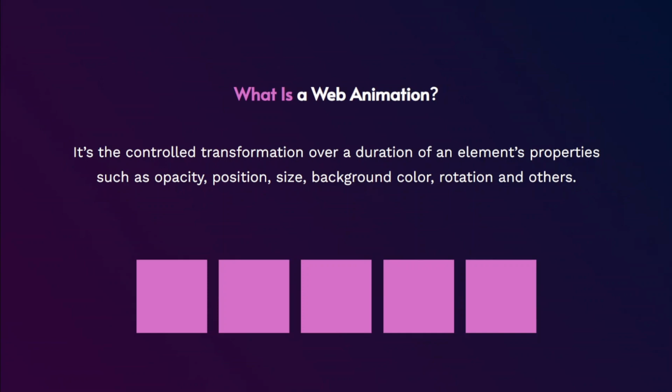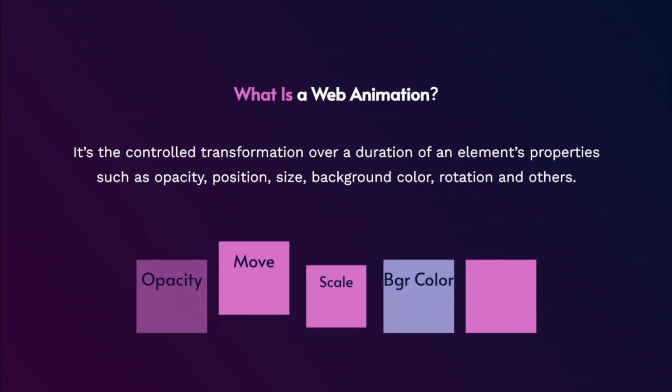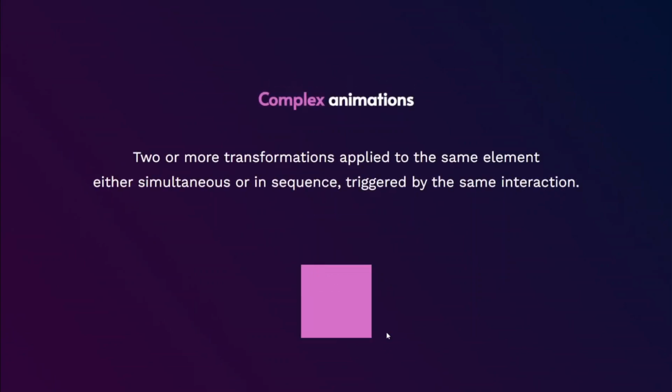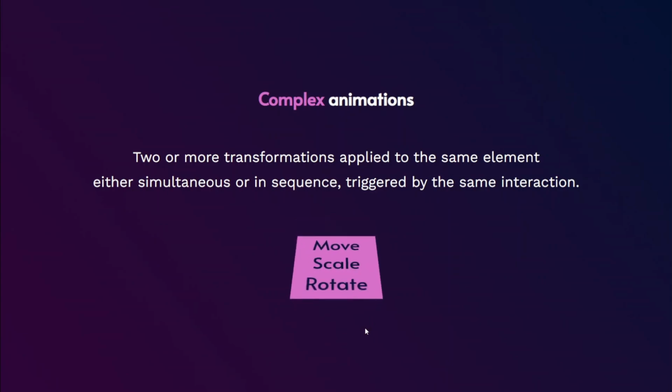To replicate an animation, we must first understand it. What is a web animation? It's the controlled transformation over a duration of an element's properties such as opacity, position, size, background color, rotation, and others. Regarding complexity, animations can be simple animations, a single transformation applied to an element triggered by an interaction, or complex animations, 2 or more transformations applied to the same element, either simultaneous or in sequence, triggered by the same interaction.